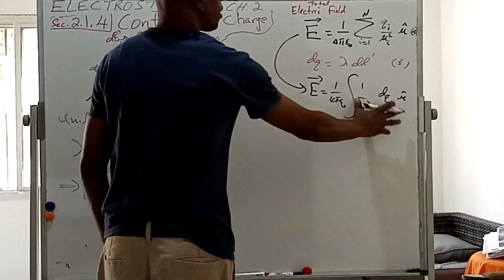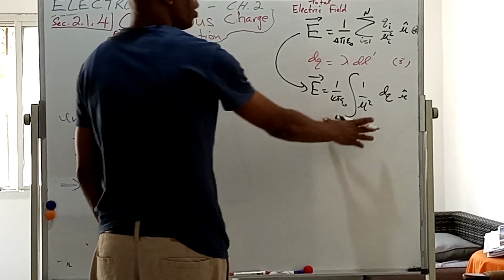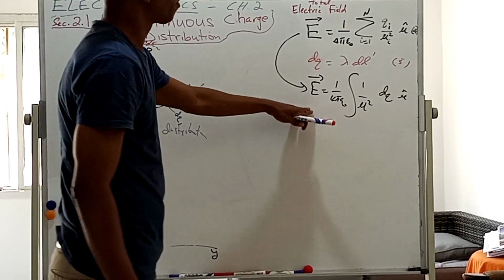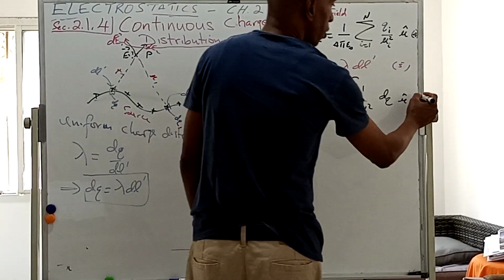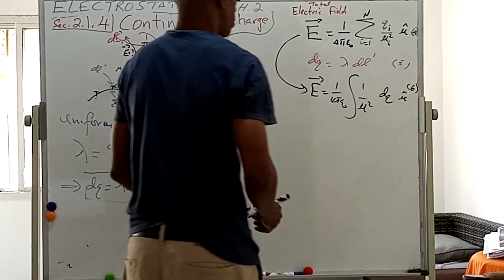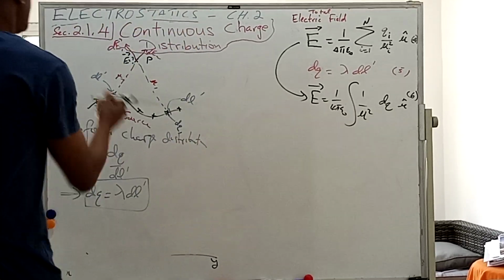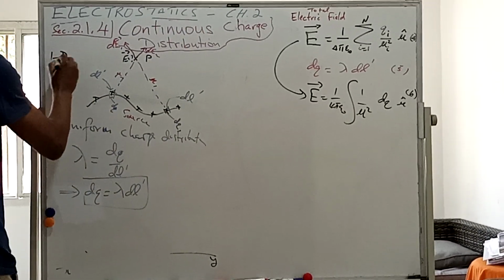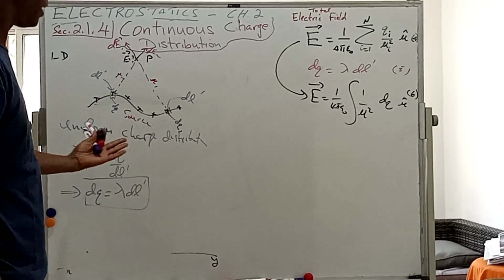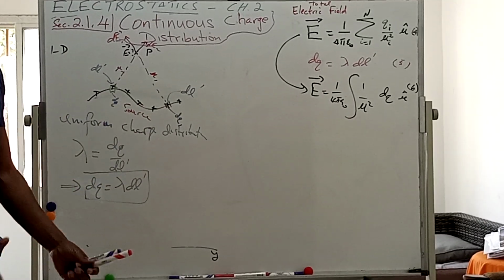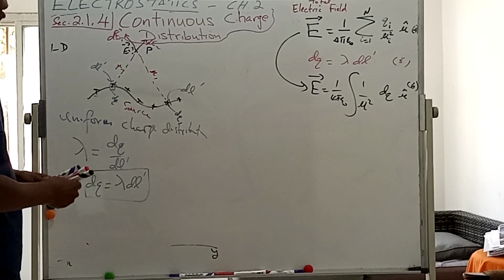Okay? So this is how we modify that equation when we're dealing with charge distributions. And when we're dealing with discrete charges, we will use this equation. So let's call this equation number 6. Here I am playing with a one-dimensional case. We can extend the same idea to a two-dimensional and three-dimensional case.